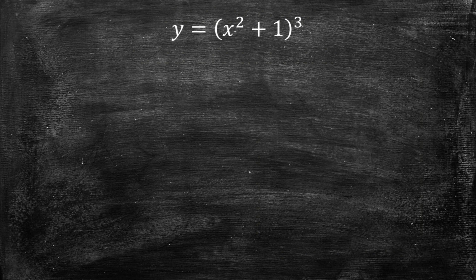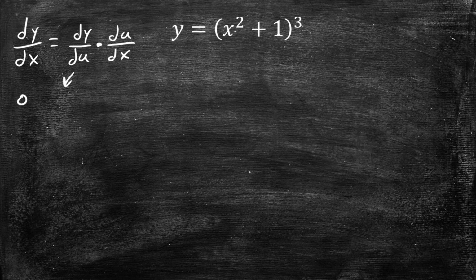Example number one. So we have y is equal to this function here, and the basic formula of the chain rule goes as follows. So dy over dx, which is just the derivative, is equal to the derivative with respect to u times du with respect to x. All right. And another way to look at it is this right here is the outside function, and this right here is the inside function.